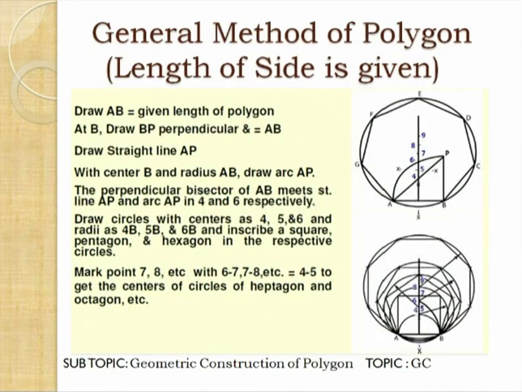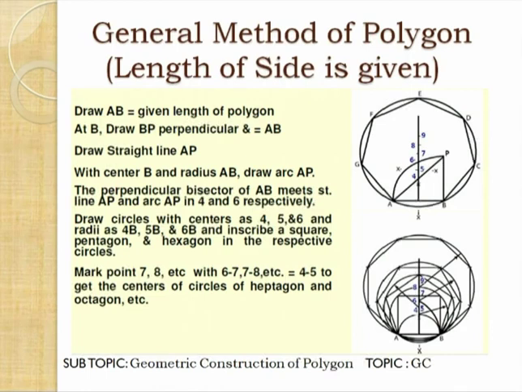Now this is an alternate general method for polygon, when we are knowing the length of side. Here, first of all, you draw line AB of the given length. At B, you draw the perpendicular PB equal to AB. Then you join line PA, and also taking center B, you draw the arc PA. Then you draw the bisector of line AB that will intersect the line AP and arc AP at points 4 and 6 respectively.